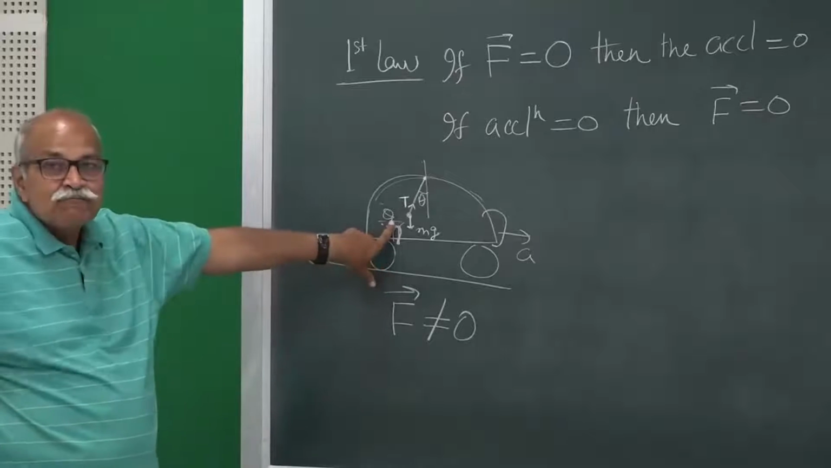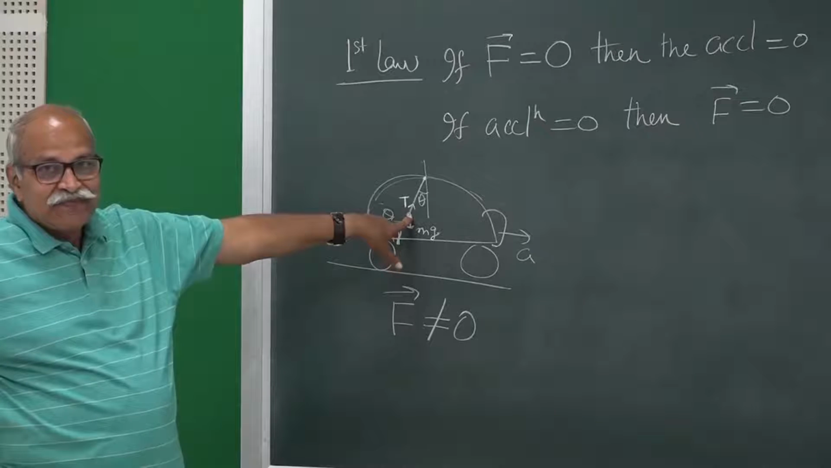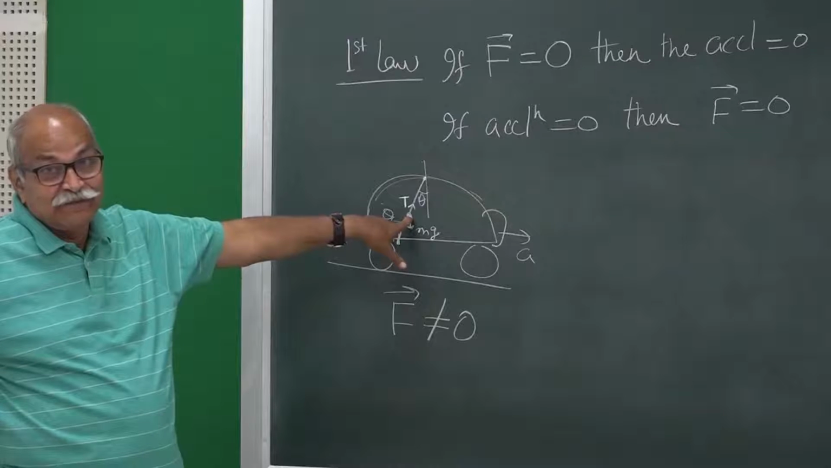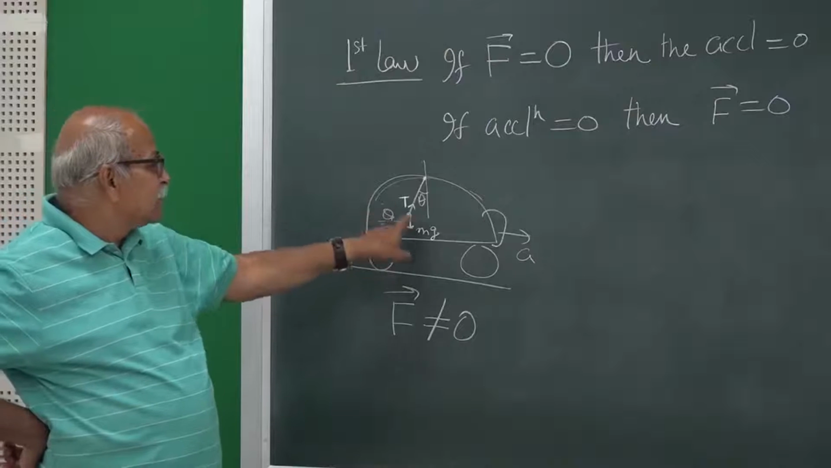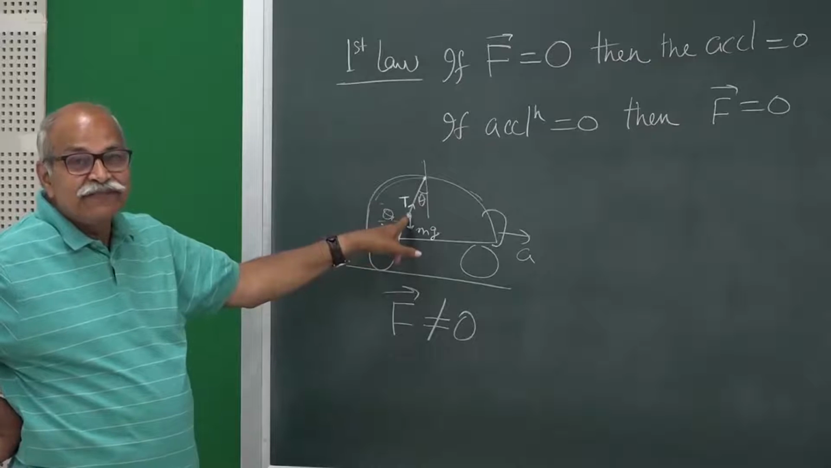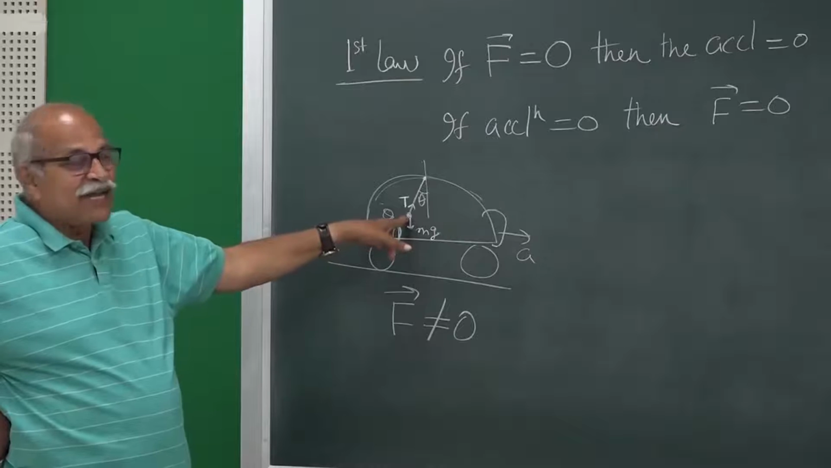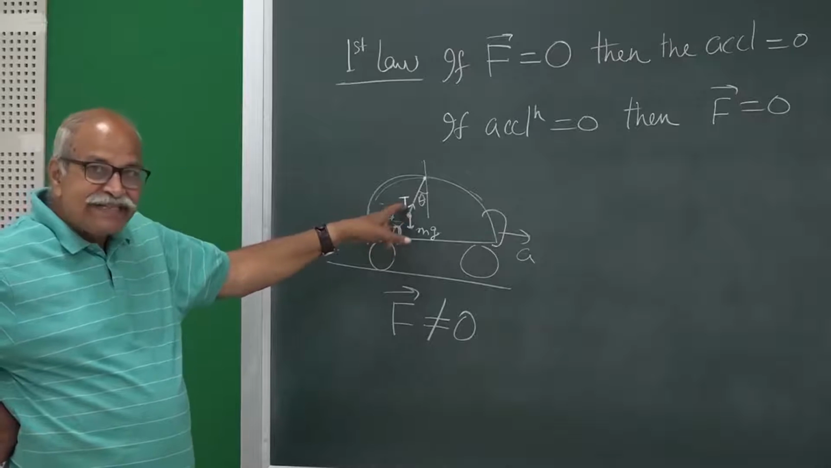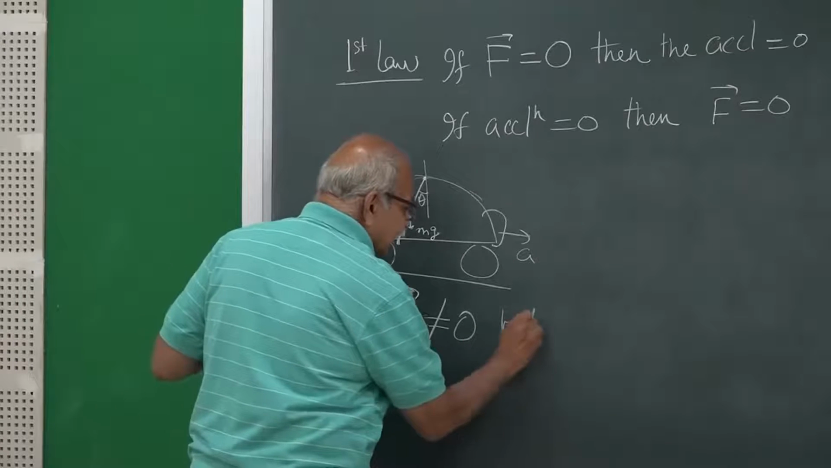But what do I see? I see that it is at rest and it remains at rest. So the acceleration is 0 for this observer here. If he puts the origin here, x, y, z axes, no coordinate is changing with time. The x coordinate does not change in time, the y coordinate does not change in time, the z coordinate does not change in time. So it is at rest, it remains at rest, acceleration is 0. So force is not 0, but acceleration is 0.